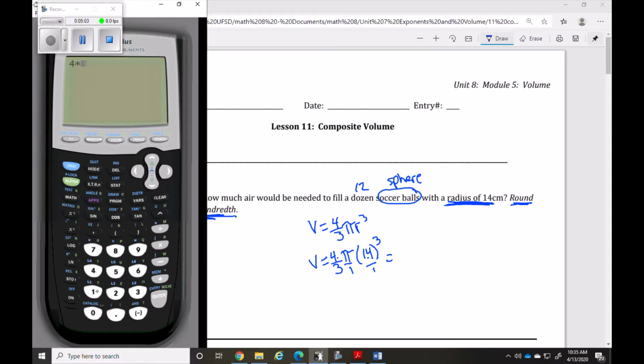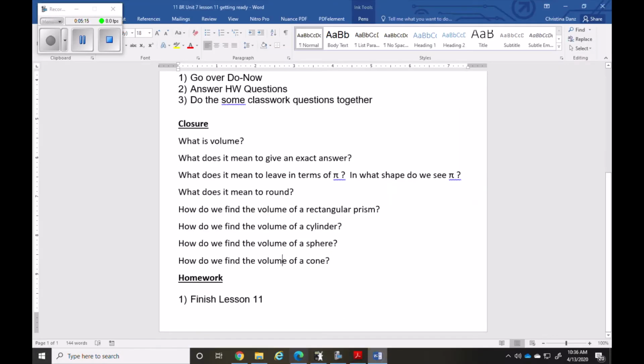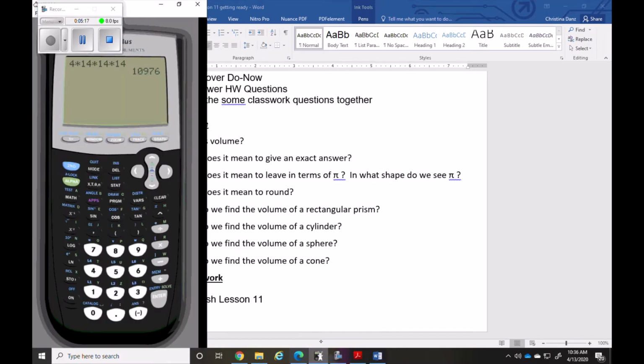4 times 14 times 14 times 14 turns out to be that. Remember, I didn't hit the pi button, so I still have pi in my answer, and it's 10,976.